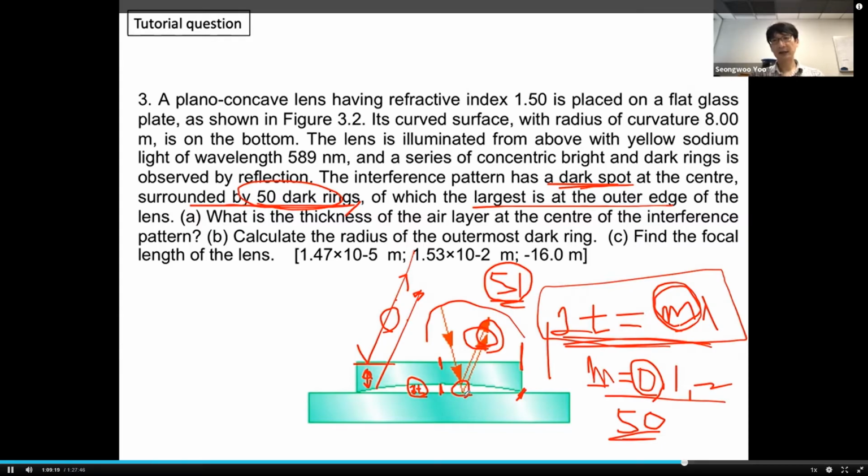All right. Let me move on to the next question. What happened to 2nt equals m lambda? Why is the n not needed? Sorry. In my equation here, I ignored the n. So m must be there. You're right, m must be there. But this refractive index is 1, because we are looking at the air gap. So air's refractive index is 1. Therefore, I just simply ignore that. All right. Now I will move on to the next question.